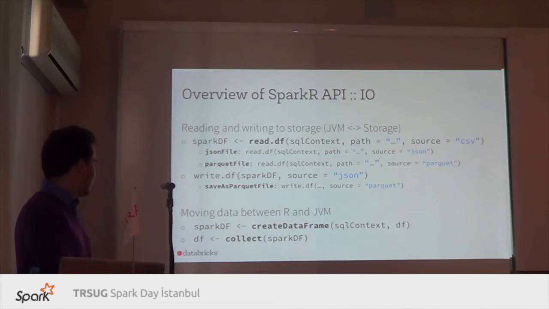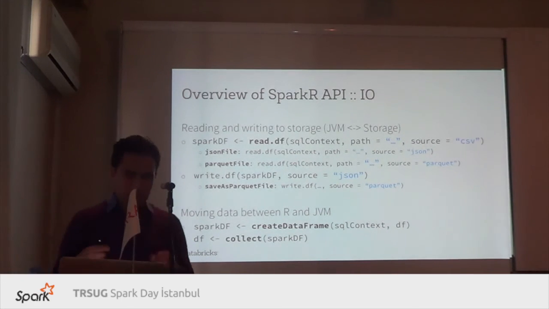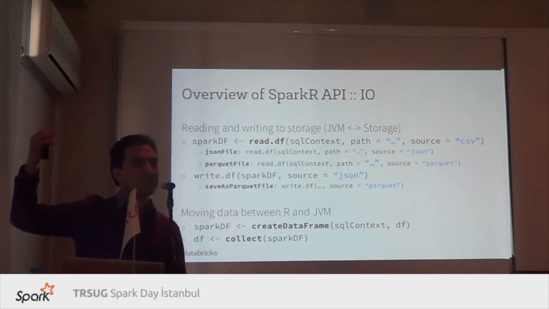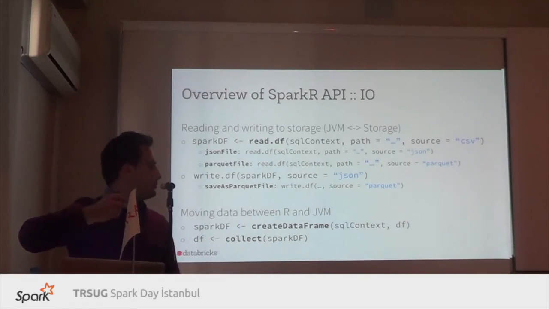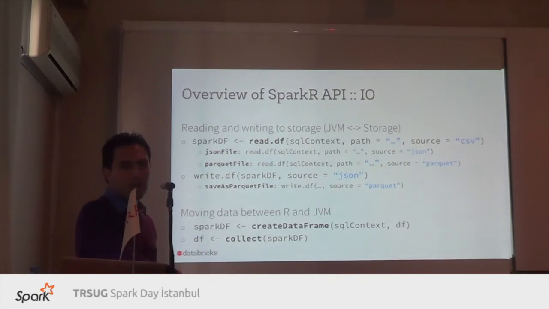And the opposite, if you call collect on a Spark data frame, it will do two things. First, it will transfer all the data from the workers to the driver, and then it will translate the data from the JVM to the R process on the driver. So at the end, you get a local R data frame.